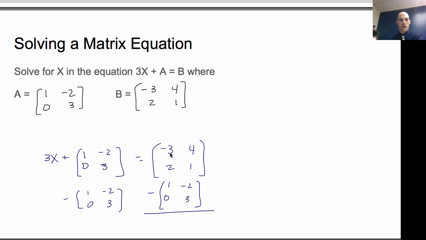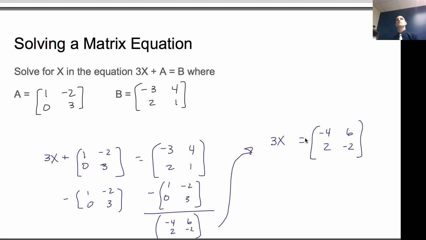Subtract 1, negative 2, 0, 3. When I subtract this matrix, negative 3 minus 1 would be negative 4. 4 minus negative 2 would be 6. 2 minus 0 is 2. 1 minus 3 is negative 2. So if I rewrite up here, 3x equals negative 4, 6, 2, negative 2. Well, think about it like this. 3 times something is equal to this matrix. Well, to solve for x, I need to divide by 3. So when I divide by 3, it's the same as dividing each element by 3. Dividing a matrix is dividing each element. Multiplying a matrix is multiplying each element.